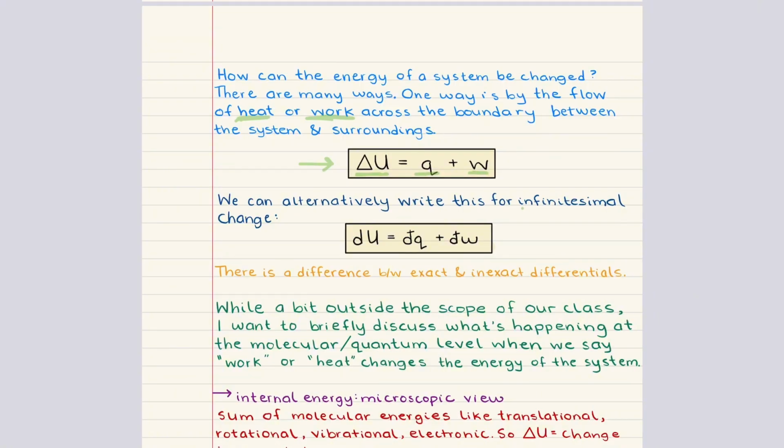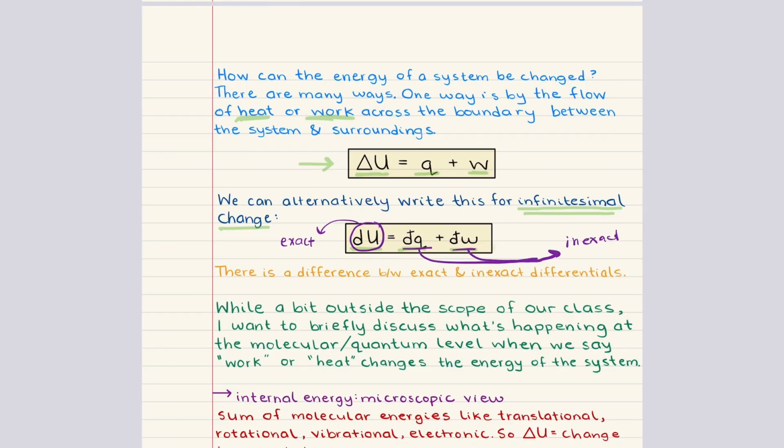Finally, we can also express this relationship for infinitesimal changes. This is written as the differential change in internal energy equals an infinitesimal amount of heat plus an infinitesimal amount of work. Notice here that internal energy is a state function, so we write dU with an exact differential. But heat and work are path dependent, so we use the inexact differential symbol delta.